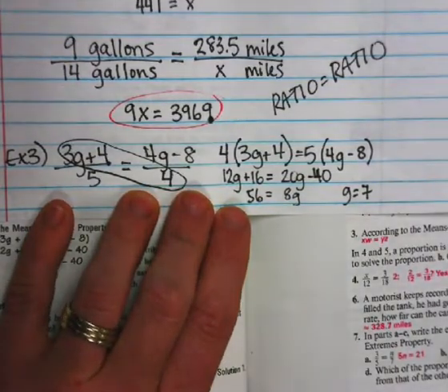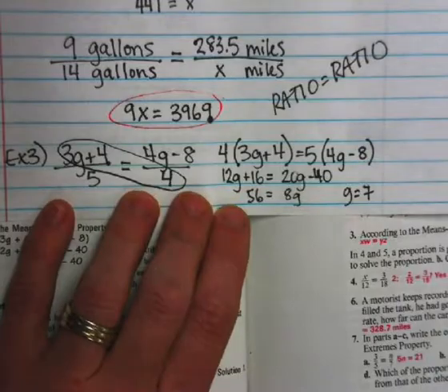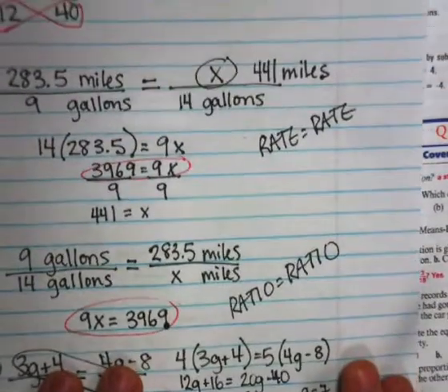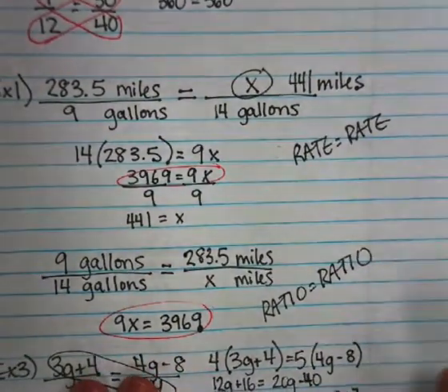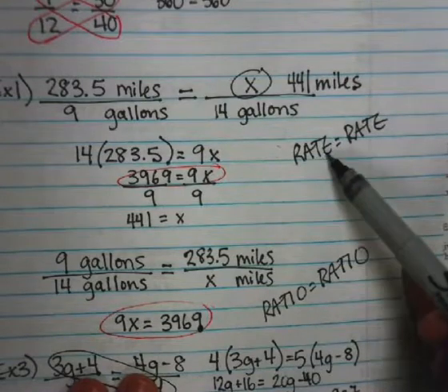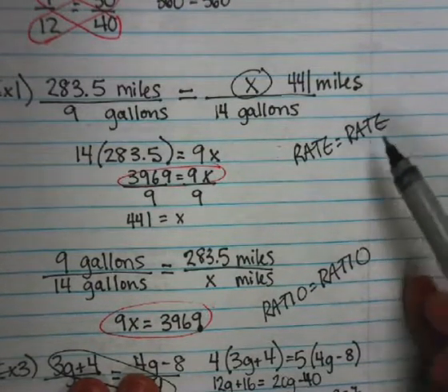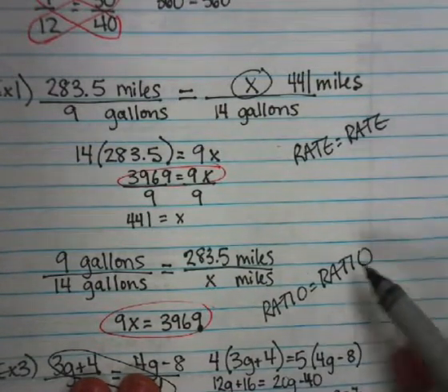Okay, so if you ever see two fractions set up equal to each other, cross multiplication is always a way to solve them. And if you have story problem ratios, just remember that you can set up as one rate equals to another rate, or a ratio equals to a ratio, and you'll get the same answer.